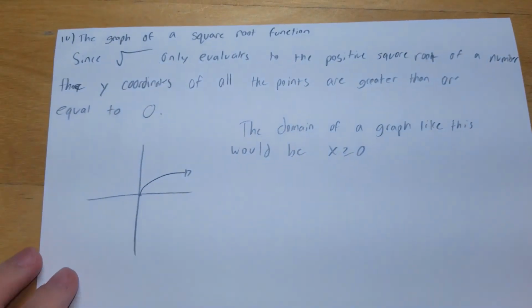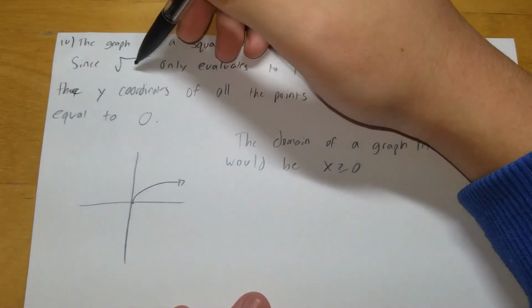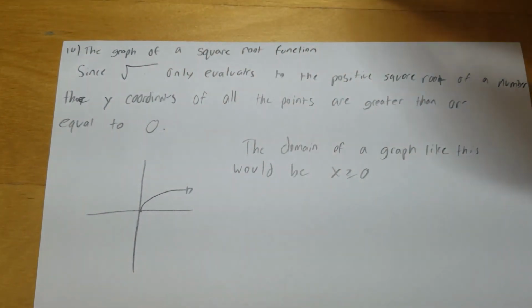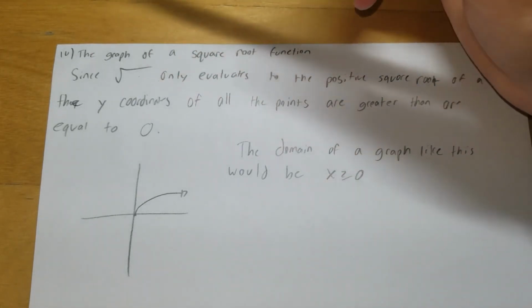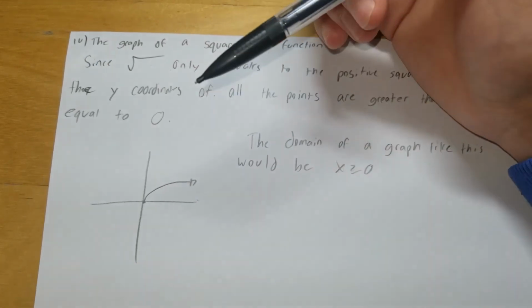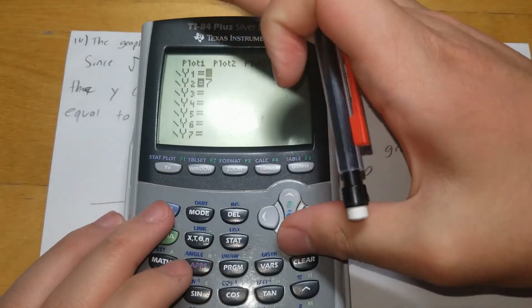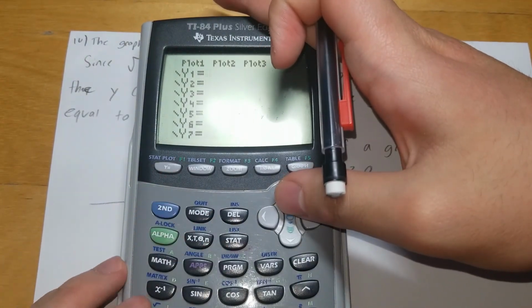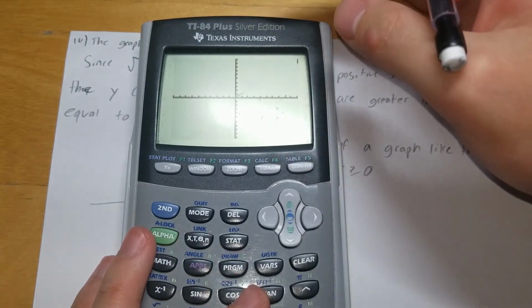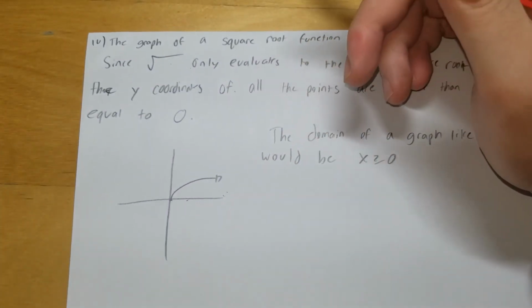So next we have the graph of a square root function. Since radical, whatever, only evaluates to the positive square root of a number, the y-coordinates of all the points are greater than or equal to 0. So it would be looking like this. Once again, if you wanna graph, let's say just use a radical x in this case. Graph, and it looks similar to this.